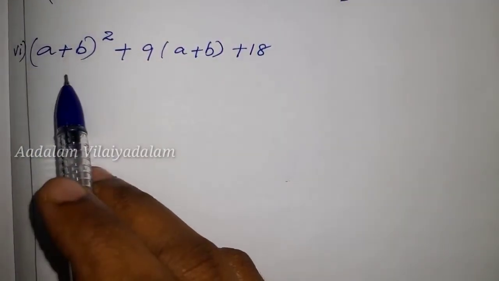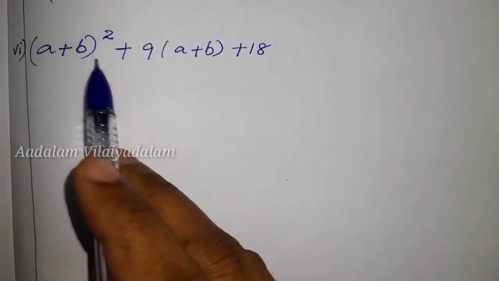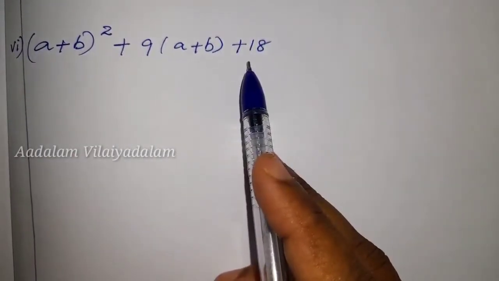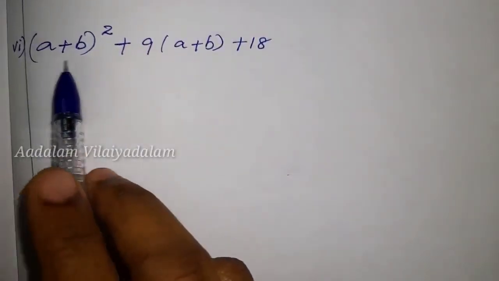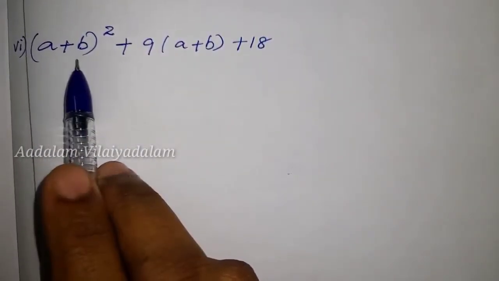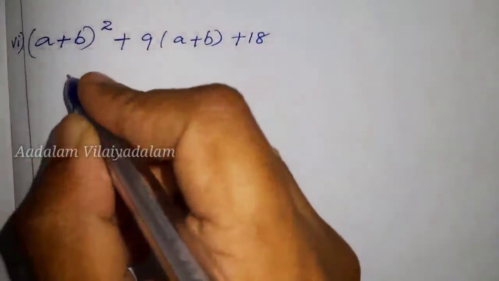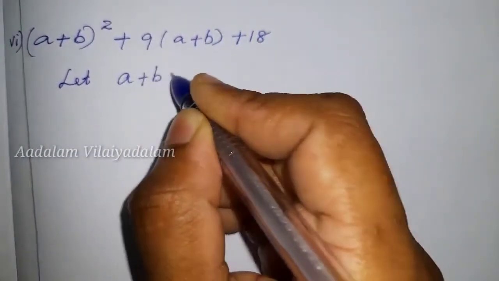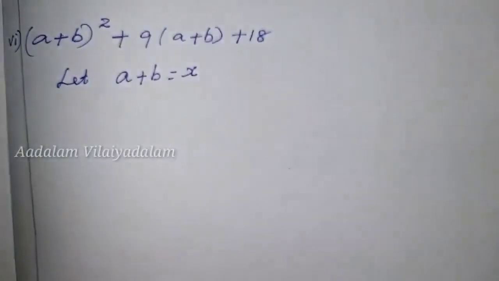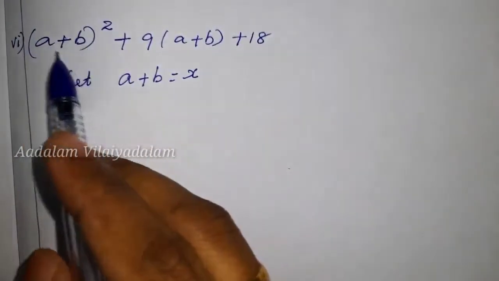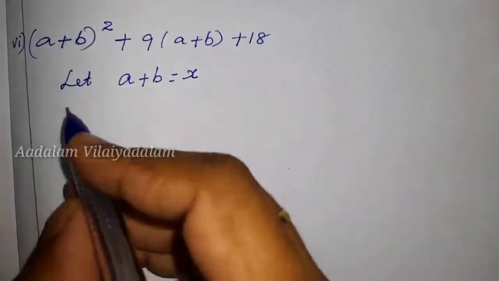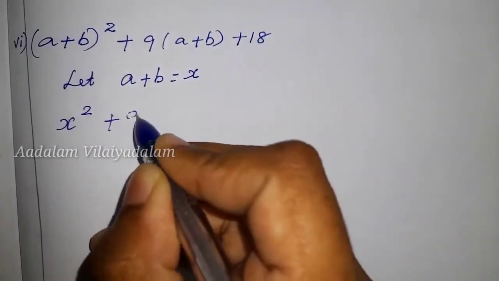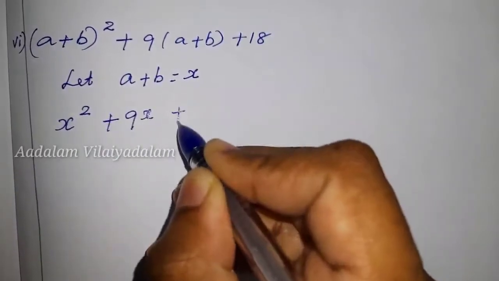Sixth question: (a + b)² + 9(a + b) + 18. Here the binomial term is given, but the variable is only one. Let a + b = x. Just substitute a + b = x. That is x² + 9x + 18.